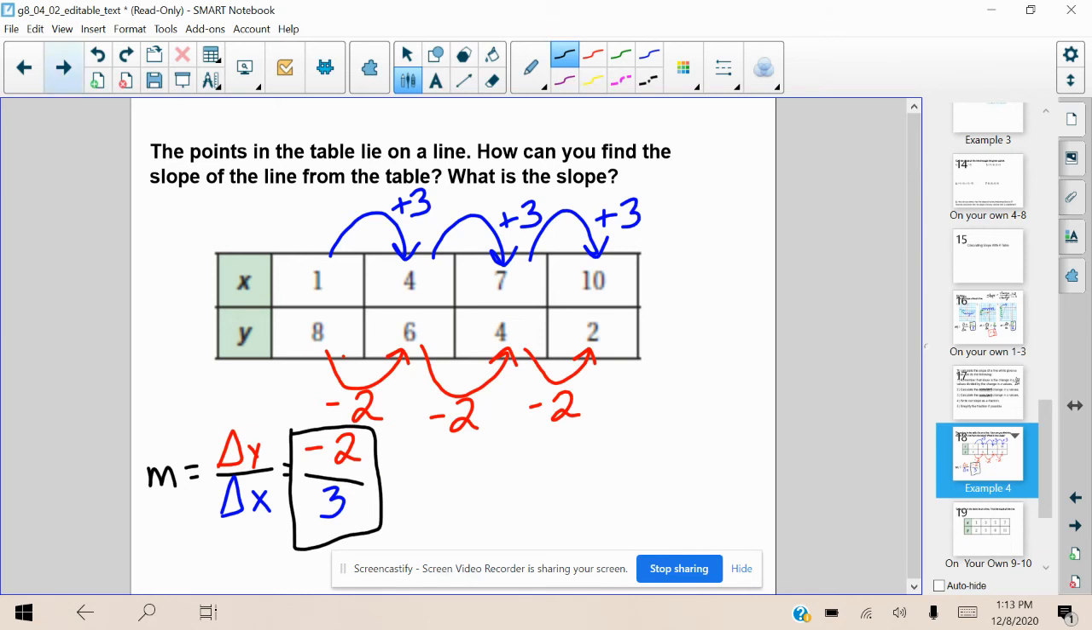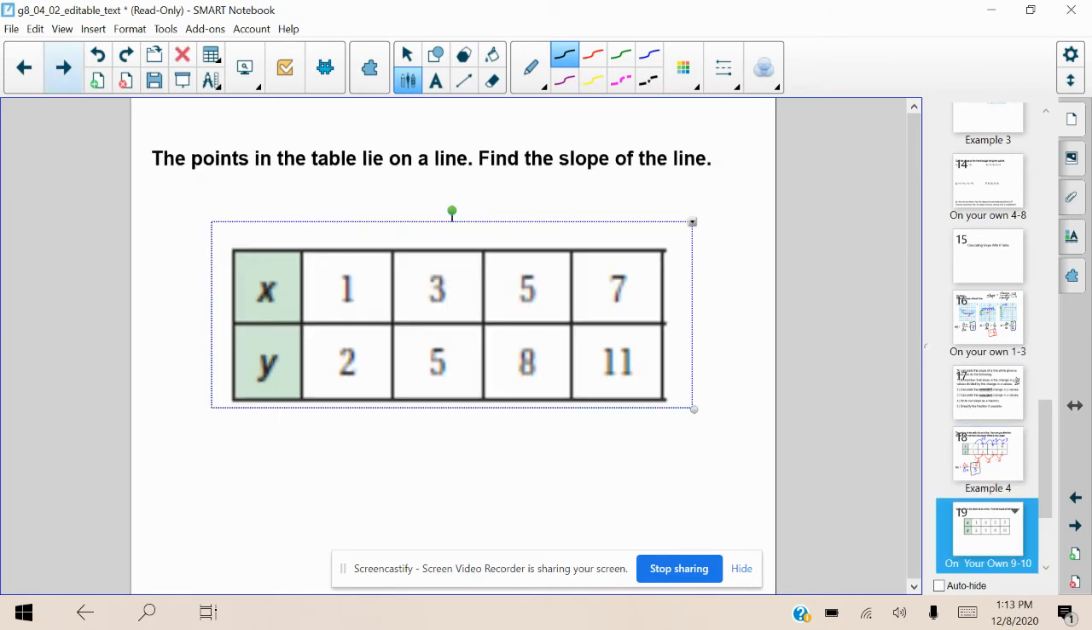Great job. All right, I'm going to ask that you try this one out on your own. The points in the table lie on a line. Please find the slope of that line. Refer back to the example we just did and see if you can come up with those patterns. And resume when you're ready to check your answer.